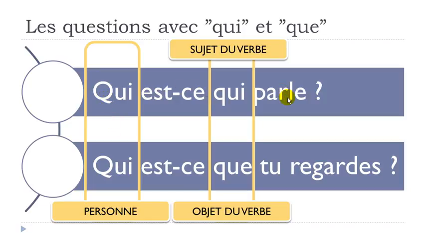So, qui est-ce qui parle? If you want to translate it directly, you could translate it like, who is talking? Okay? Qui est-ce qui parle? All right, so here, you want to have the information regarding the person, and then here you want to have the information regarding the subject of the verb, parler. Okay? And here, qui est-ce que tu regardes? So, who are you watching? So, first thing here, because you want to have the information regarding a person, qui est-ce que, and here it will be the object of the verb, so you are watching someone. Okay?